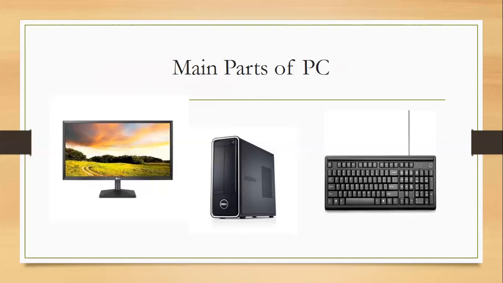So the PC, or personal computer, consists of 3 main parts. The first one is the monitor, as you see on the screen, the second one is the processor, and the third one is the keyboard. So they are considered to be the 3 main parts of a PC.